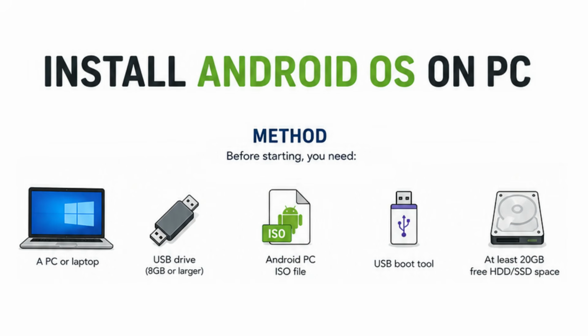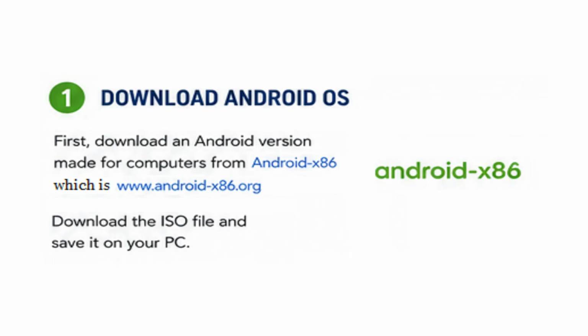Method. Before starting, you need a PC or laptop, a USB drive of 8 GB or larger, an Android PC ISO file, a USB boot tool, and at least 20 GB of free HDD or SSD space. 1. Download Android OS. First, download an Android version made for computers from Android x86, which is www.android-x86.org. Download the ISO file and save it on your PC.